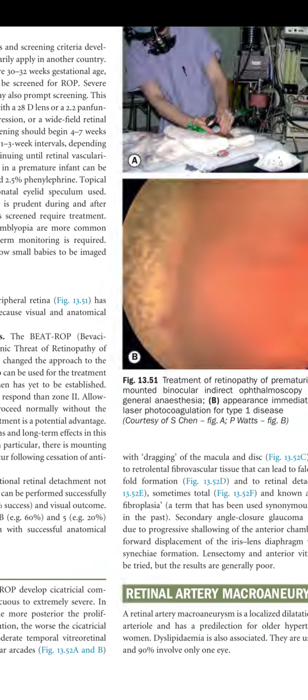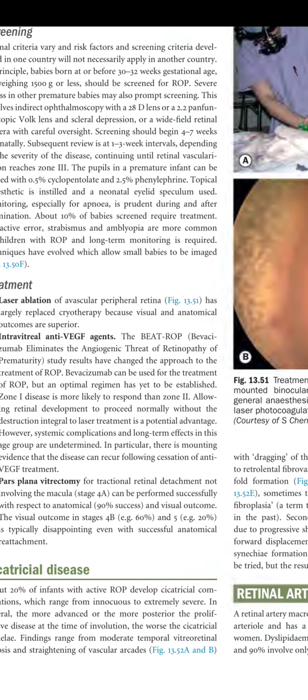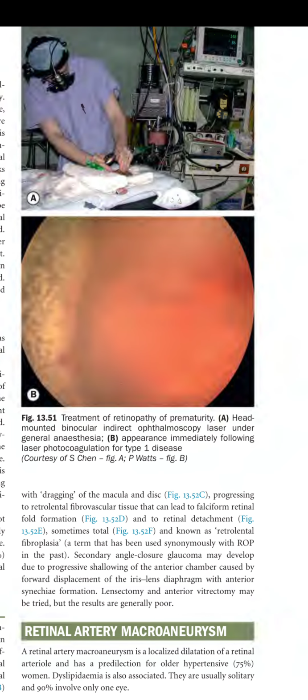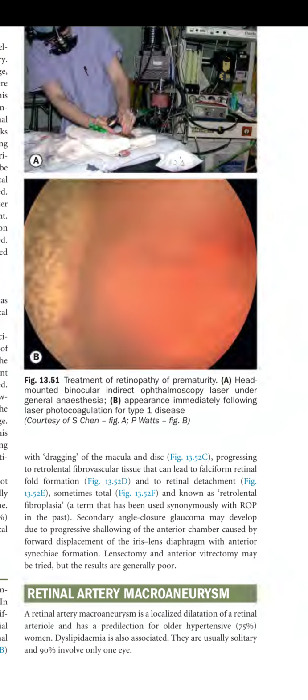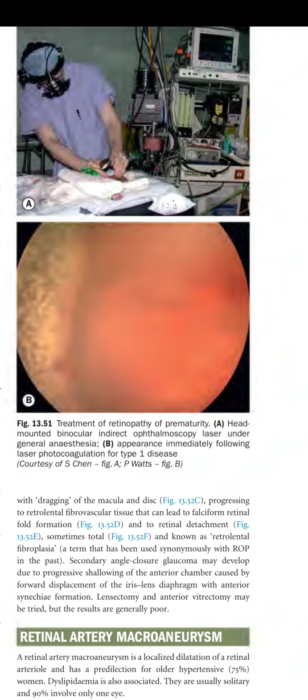So progressing, first there is vitreoretinal fibrosis, there can be straightening of the vascular arcade, progressing to retrolental fibrovascular tissue that can lead to falciform retinal fold formation and to retinal detachment, sometimes total, known as retrolental fibroplasia, a term that has been used synonymously with ROP in the past. Secondary angle closure glaucoma may develop due to progressive shallowing of the anterior chamber caused by forward displacement of the iris-lens diaphragm and anterior synechiae formation. So, secondary angle closure can also occur. Lensectomy and anterior vitrectomy may be tried, but the results are generally poor.